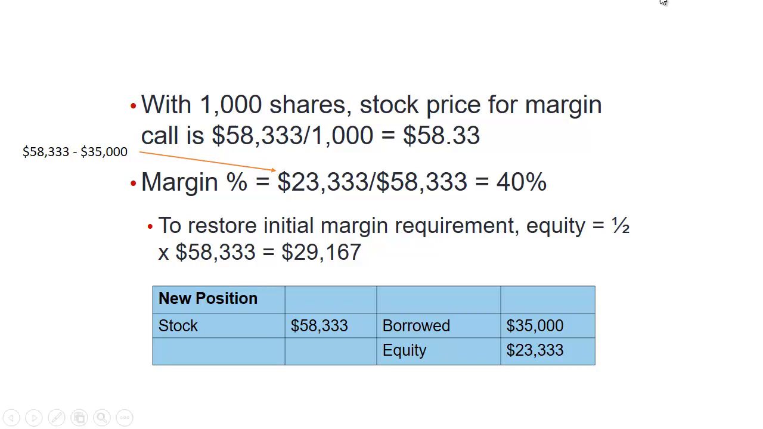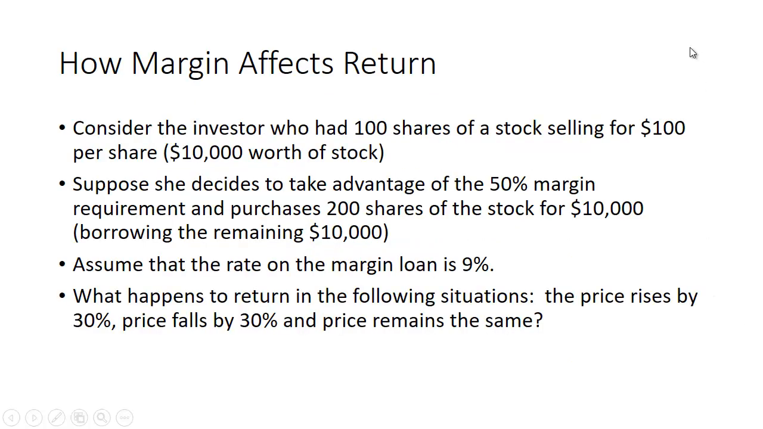So in this case, your new position is the stock is worth $58,333. If this were the case, you'd have $35,000 you borrowed, you'd have $23,333 in equity. If you want to restore the amount of equity to the initial margin requirement, that would be 50% of the value of your position, or you'd have to have $29,167 in equity.